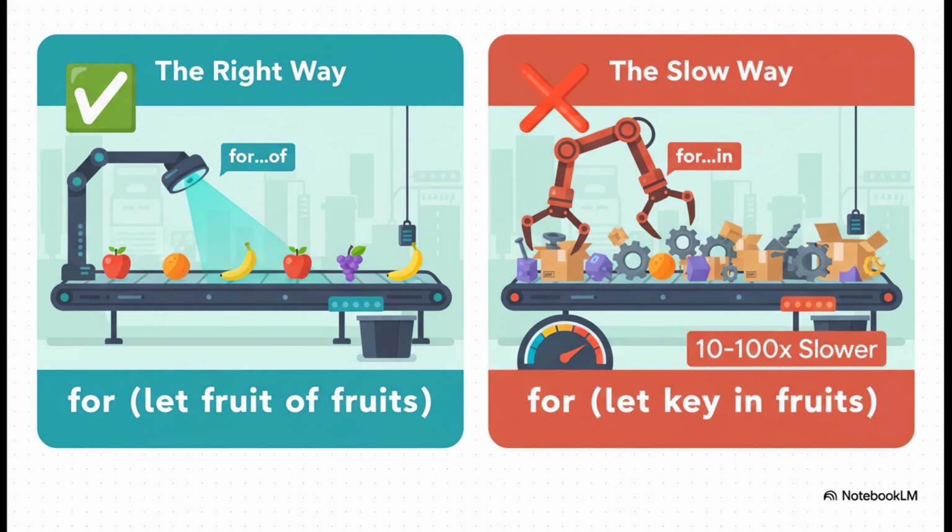And this right here is a perfect example of why that matters. The for...of loop is the modern, correct way to loop over array values. It's fast, it's clean, it does exactly what you want. The for...in loop, on the other hand, is designed for generic objects. It iterates over all the properties or keys. If you use it on an array, not only might you get unexpected results, but it's also way, way slower. We're talking 10 to 100 times slower. That is a massive difference.